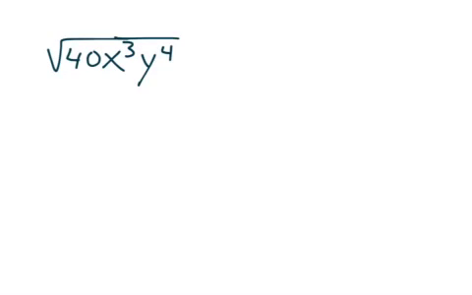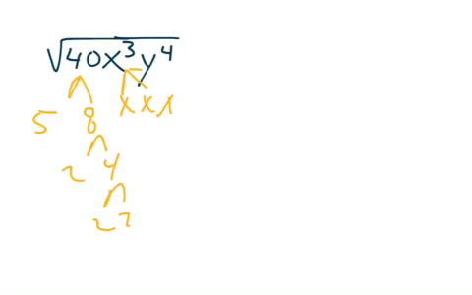Okay, last one. So again, what was the first thing we always did? We broke things down. 40 is 5 times 8. 8 is 2 times 4. 4 is 2 times 2. The x cubed is x times x times x. Let's just break it down by definition. And the y to the 4th is y, y, y, y.